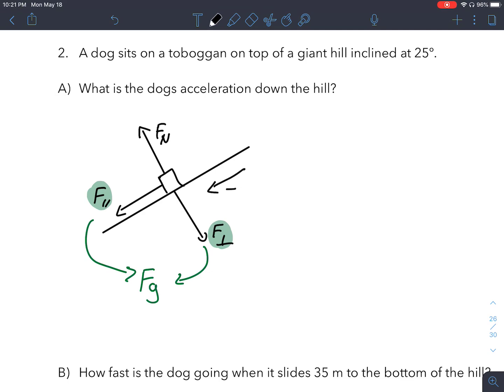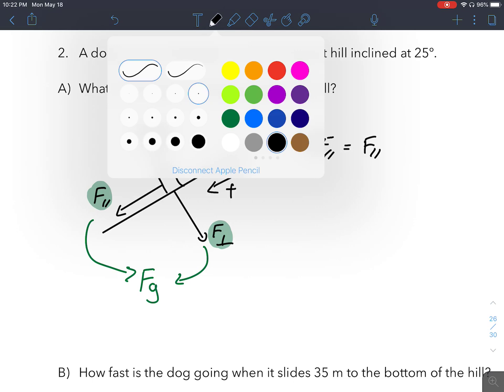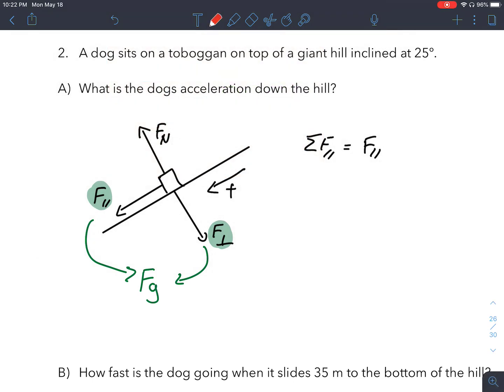This thing is going to slide down the hill, so we define down as positive, which means we need to look at the sum of the forces in the parallel direction. The only force acting in the parallel direction is F parallel. Now, for sake of argument, if we had friction, this friction goes up like this, which means we would have F parallel minus the force of friction, just like we did before. We don't have friction though, so we don't have to worry about that.